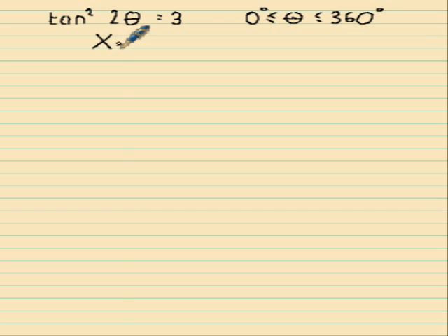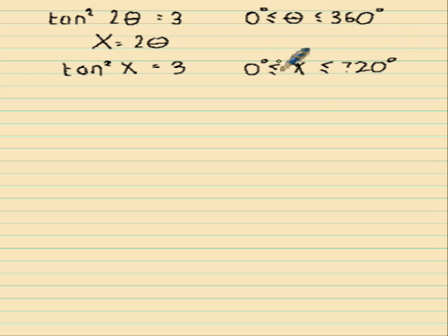So we'll call this x equals 2 theta, which allows me to write the equation like this. And this is now in a form that I can deal with. However, I have changed the equation, and therefore I must change the interval. Now what I'm saying is that x is twice what theta is. So I'll rewrite this. And we've got our new interval.